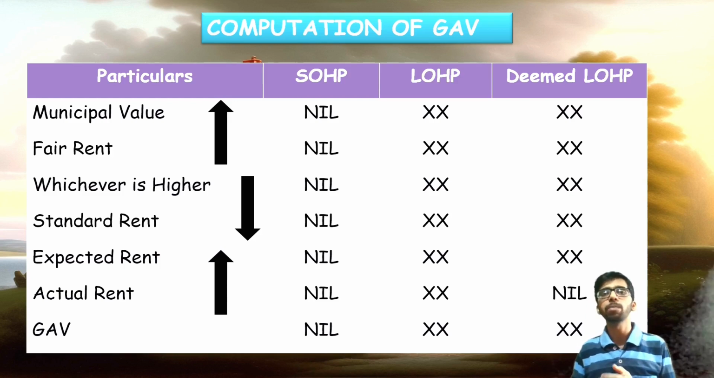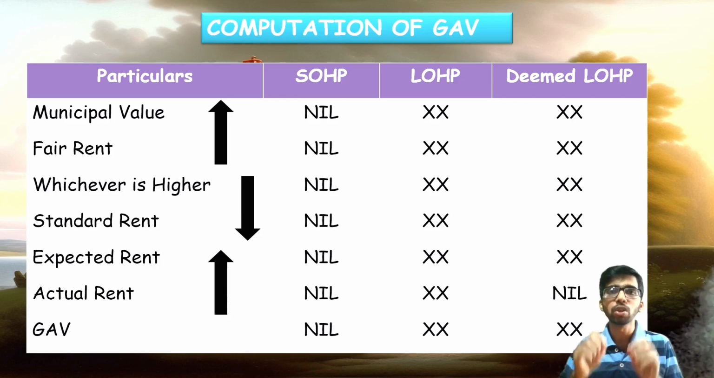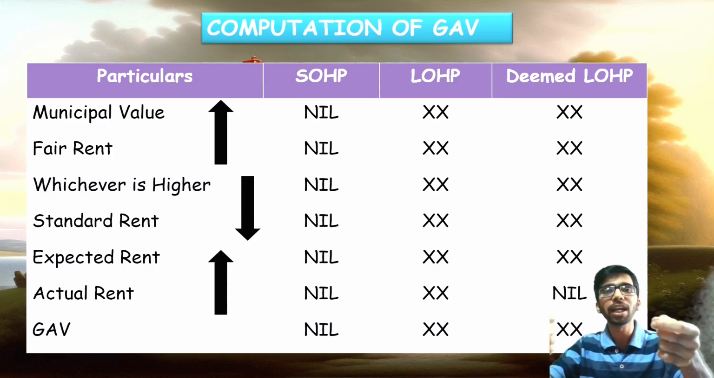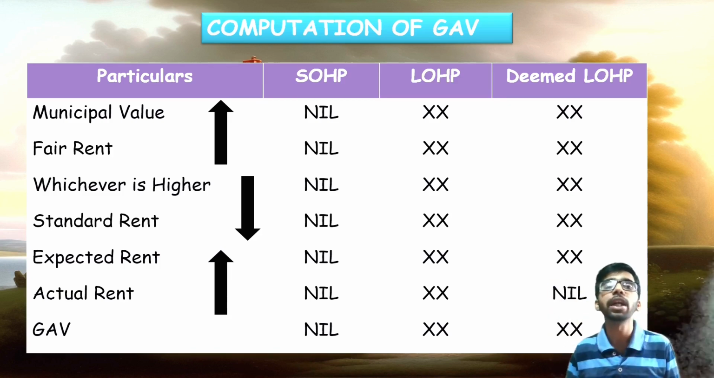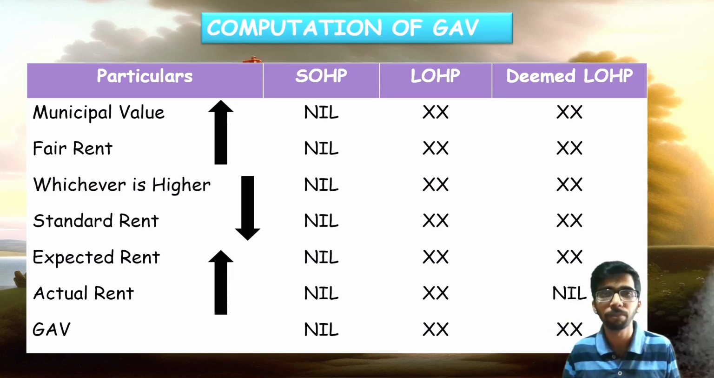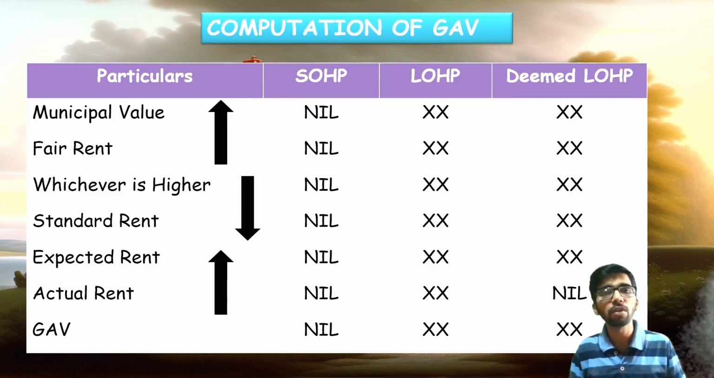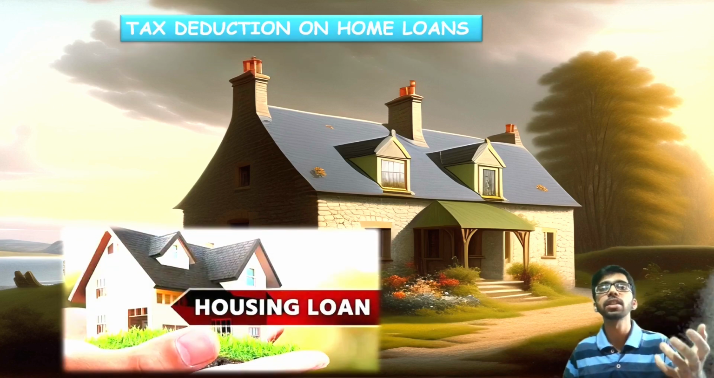But in case of LOHP, you are also receiving the rental income. So actual rent received or expected rent, whichever is higher, will be treated as GAV. Understood? This is the brief explanation of how you derive the GAV. After GAV, you should minus property tax, then you will arrive at the NAV and 30% standard deduction, then you have to reduce housing loan interest, and the final amount will be income from house property. Understood? Next, we will discuss tax deduction, tax saving.